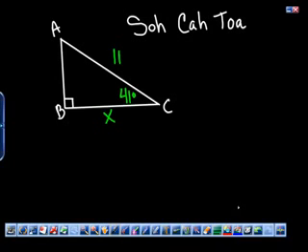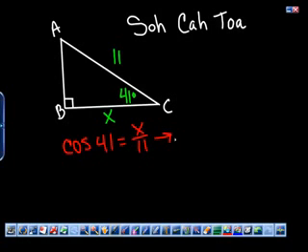Okay, take a look at the angle that you're given and tell me how those two sides that you're given go with it. They are adjacent and hypotenuse, so we're going to use cosine. So cosine of 41 equals what? Okay, then hit cosine and put in 41 so you can get the decimal that the cosine is. And what do you get?